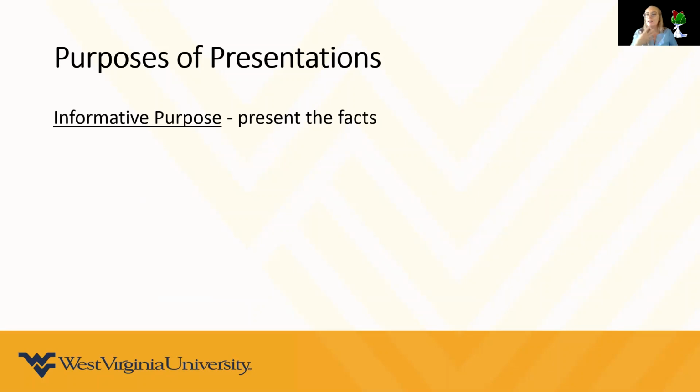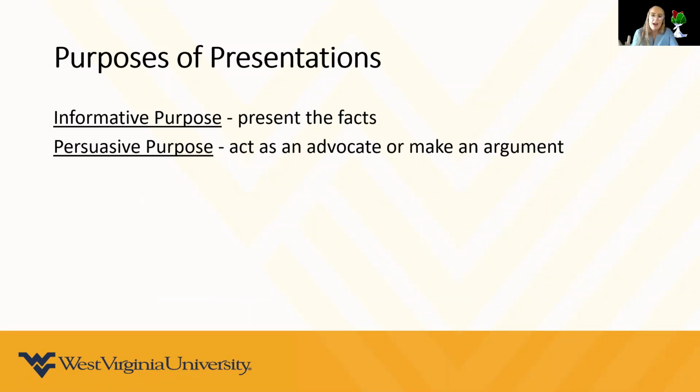In an informative purpose presentation, you present the facts. So teachers relaying information is an example of having an informative purpose, or me giving this lecture. A persuasive purpose is when you act as an advocate or make an argument. So your role is to advocate for or against something.